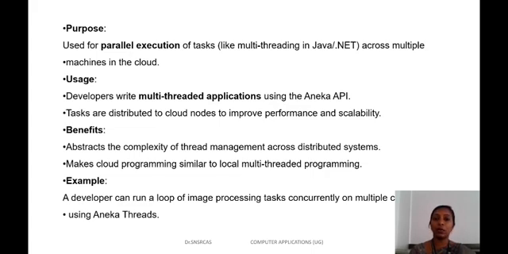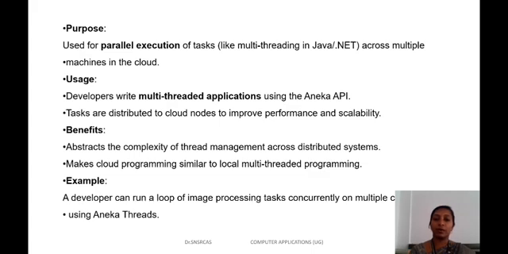For application interfaces, we can use Aneka thread because it creates multi-thread applications. So a multi-thread application completes its task easily and before the particular time. Tasks are distributed to the cloud nodes, improving performance and scalability. Benefits: it abstracts the complexity of thread management across distributed systems, provides equal distribution of threads, and makes cloud computing similar to local thread computing.